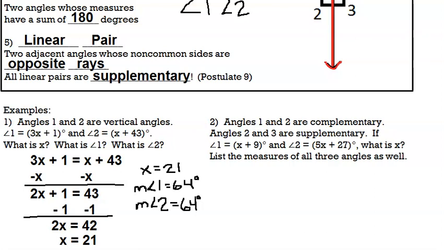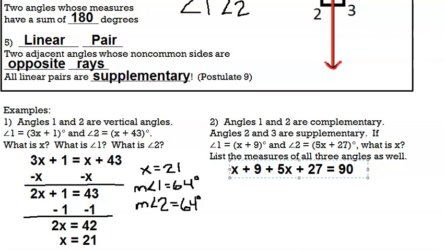All right, let's step up our game a little bit. Angles 1 and 2 are complementary. 2 and 3 are supplementary, but they only give us 1 and 2. So let's start with what we know. We know that 1 and 2 are complementary, and the definition of complementary is that if you add them up, they should add up to 90. So that's what I'm going to do here.